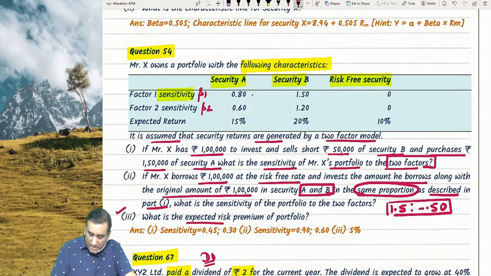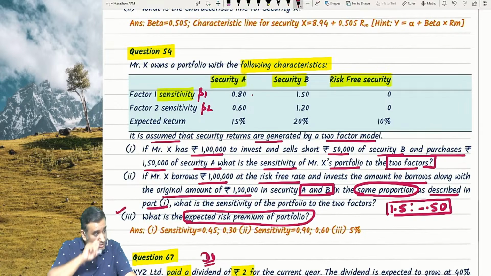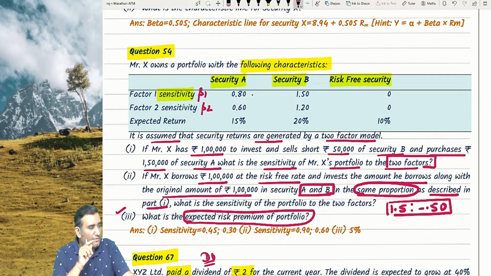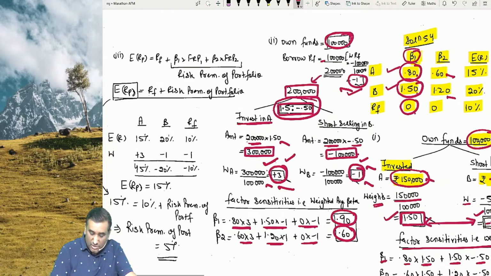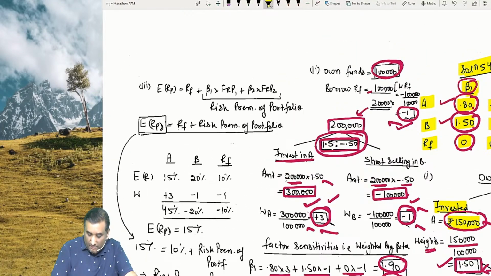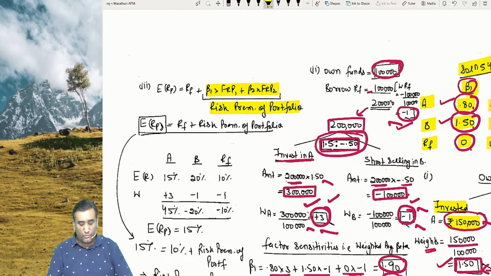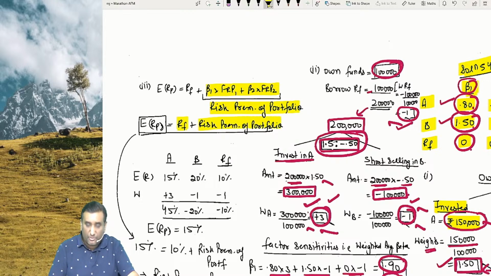What is the expected risk premium of the portfolio? When you calculate RF plus beta into RM minus RF, beta into RM minus RF is the risk premium of the portfolio. Basically, what he wants to calculate is called the risk premium of the portfolio. Beta into FRP1, FRP2, called risk premium. Calculate this part here. Expected return of a portfolio we can calculate as RF plus risk premium of portfolio. This I need to calculate.